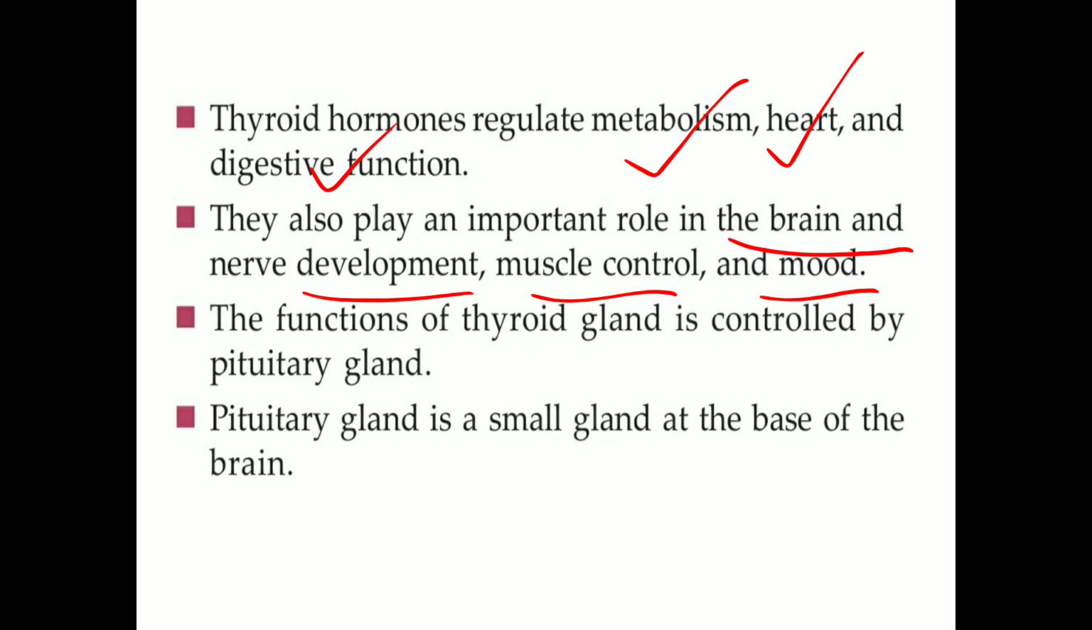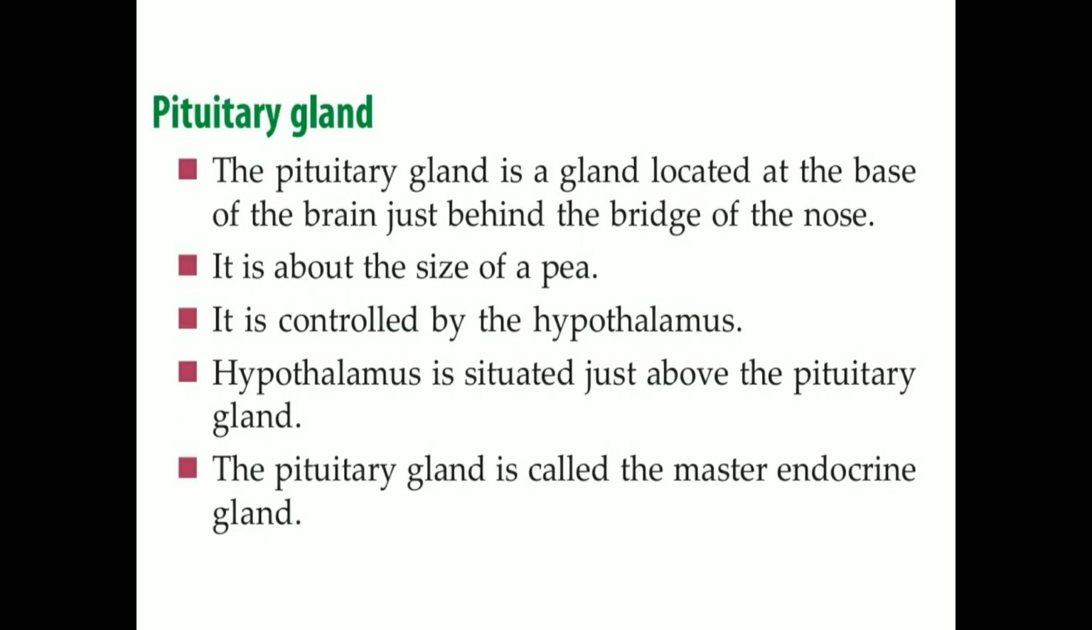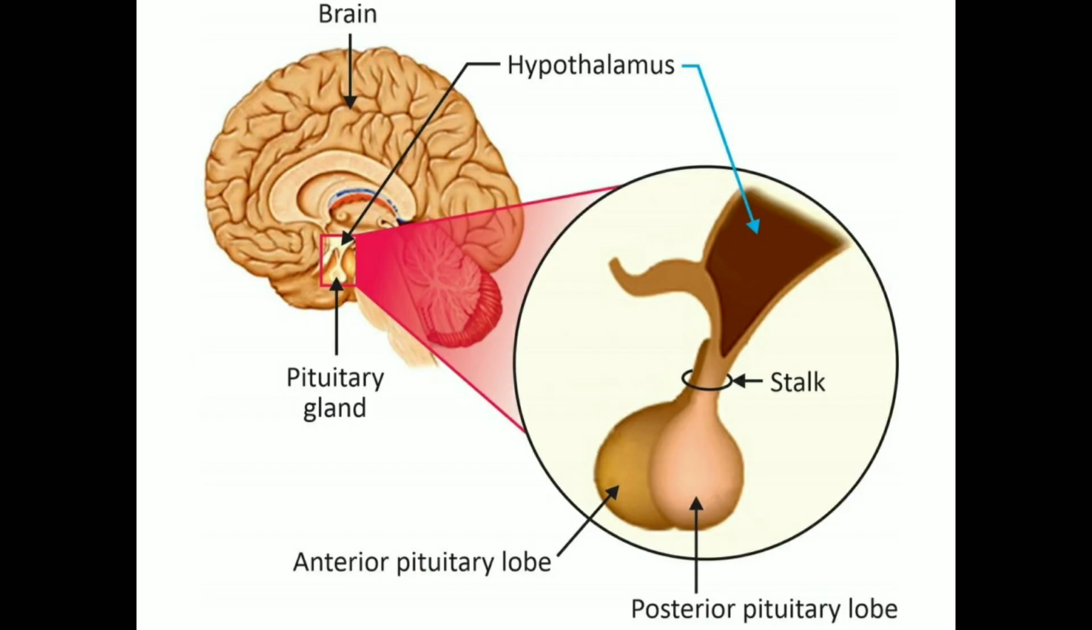Functions of thyroid gland are controlled by pituitary gland, which is a small gland at the base of the brain. We'll discuss pituitary gland also. Pituitary gland is a gland located at the base of the brain, just behind the bridge of the nose. You can see that in the diagram.